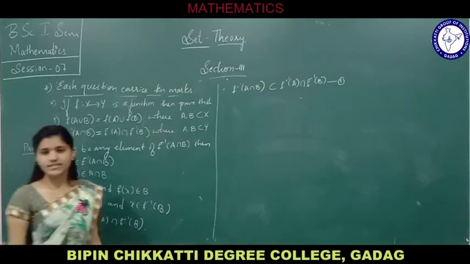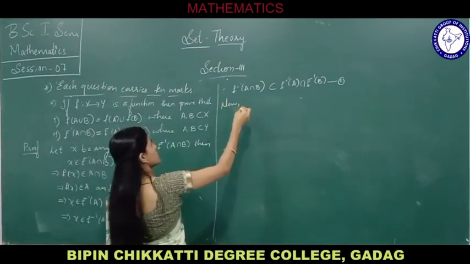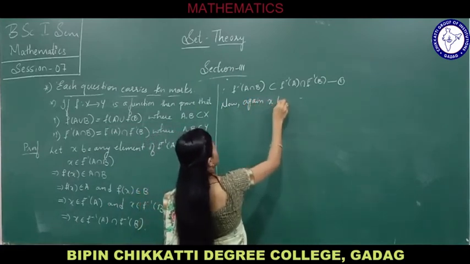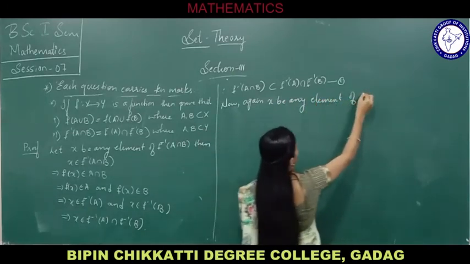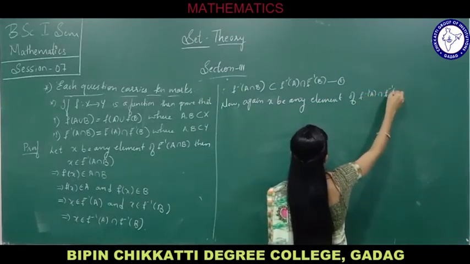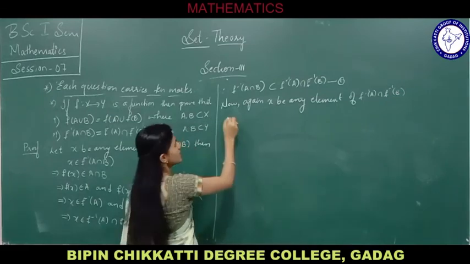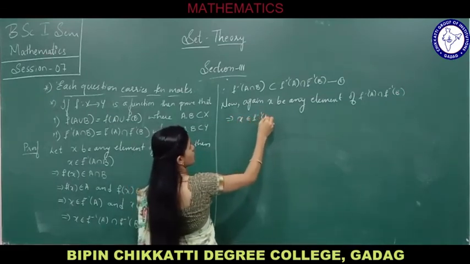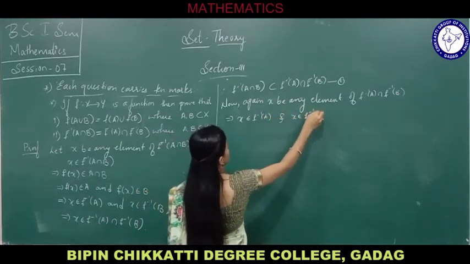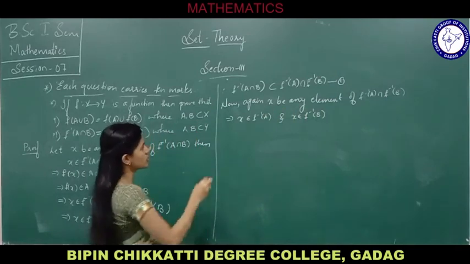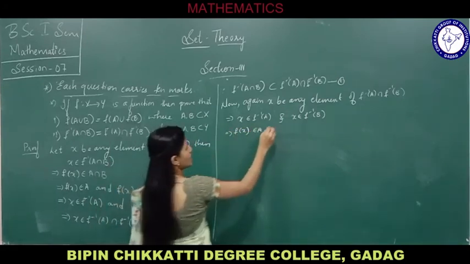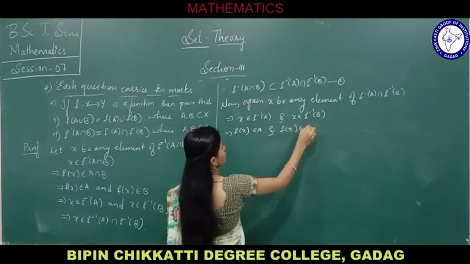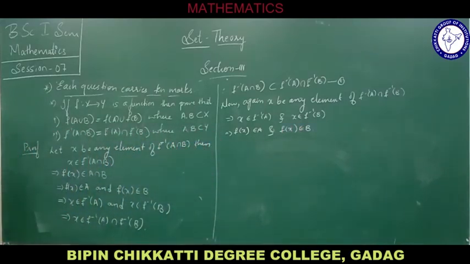Now again, what are we going to do? Let x be any element, again the first part, of f inverse of A intersection f inverse of B. This implies x belongs to f inverse of A and x belongs to f inverse of B. If so, this implies f(x) belongs to A and f(x) belongs to B.